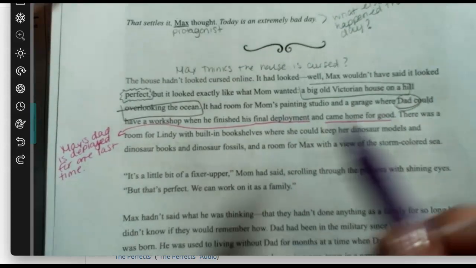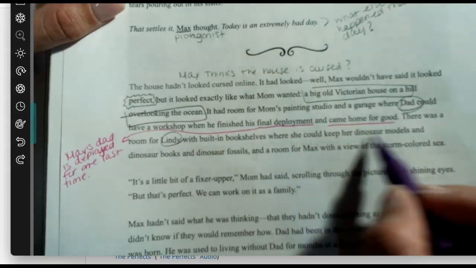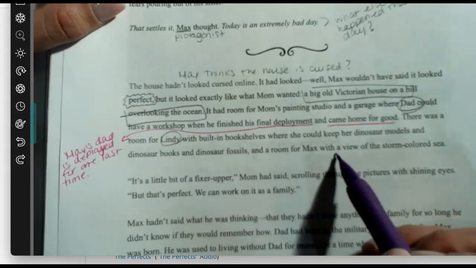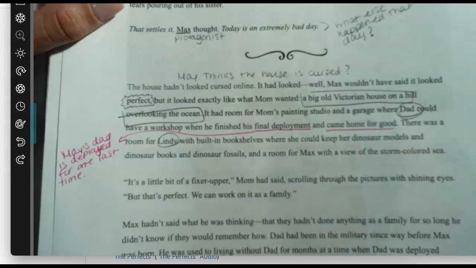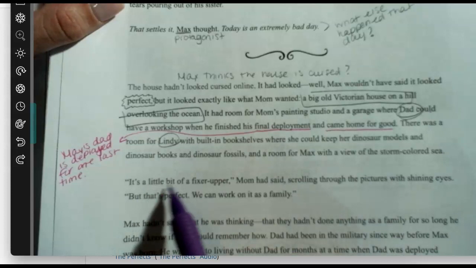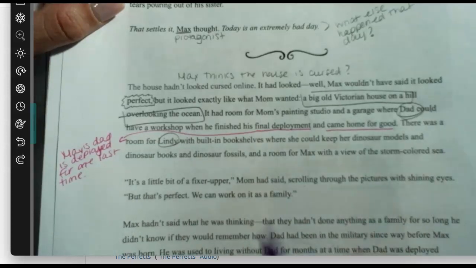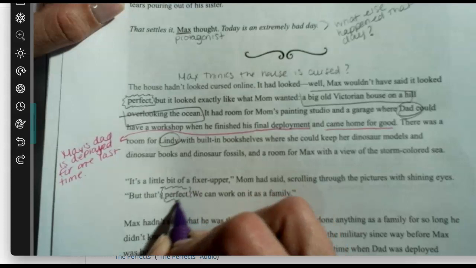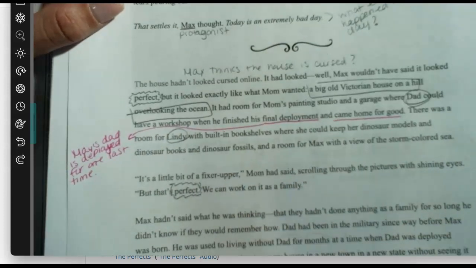It says, there was a room for Lindy with built-in bookshelves where she could keep her dinosaur models and dinosaur books and dinosaur fossils, and a room for Max with a view of the storm-colored sea. It's a little bit of a fixer-upper, Mom had said, scrolling through the pictures with shining eyes. But that's perfect. We can work on it as a family.